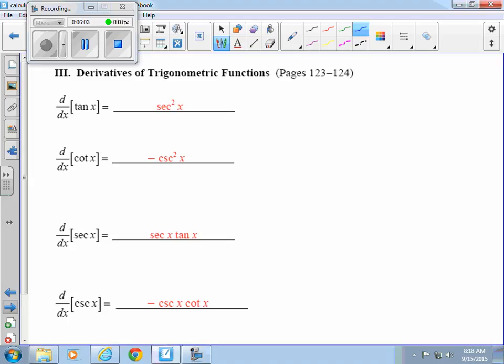Just for a quick trick for you, all of the functions that start with co: cosine, cosecant, cotangent, all of their derivatives are negative. Just to help you remember which ones have negatives in the derivatives. The derivative of cosine is negative sine. The derivative of cotangent is negative cosecant squared. The derivative of cosecant is negative cosecant of x, cotangent of x. The ones with co in front, yeah. Doesn't help you memorize everything, but it will help you memorize which ones have negatives and which ones don't.